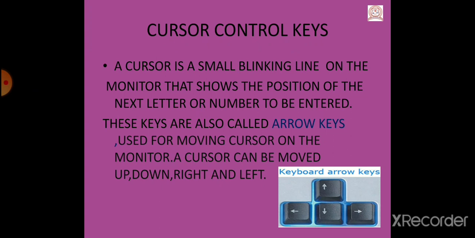Below is given the image of the cursor control keys. The arrows marked on the keys show the direction in which the cursor moves when those keys are pressed, means in left, right, up and down direction.